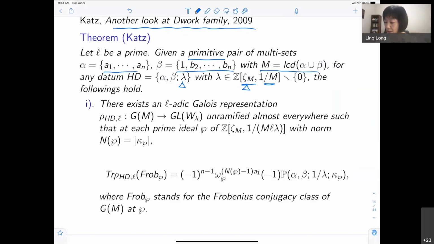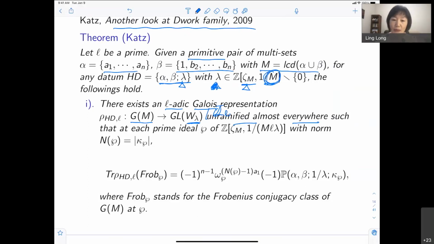Once you have this kind of combination, you immediately get an l-adic Galois representation for the big Galois group. The space depends on which lambda you are picking. It's going to be over Q_l bar, and ramified almost everywhere. One of the guaranteed bad primes will be all the prime factors of M. And there are possibly bad primes coming from the lambda over here, but there are only finitely many.